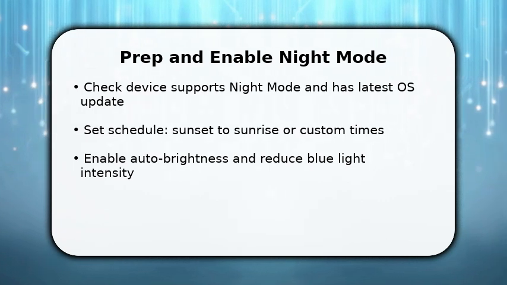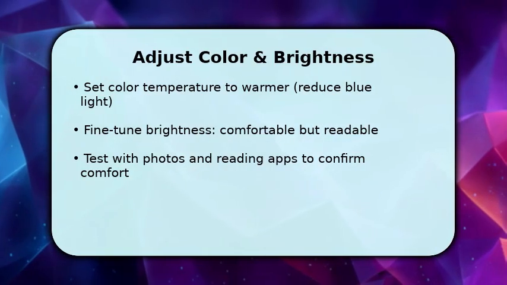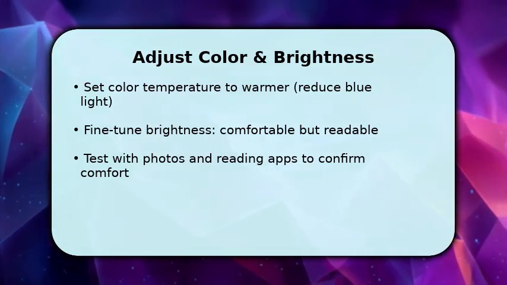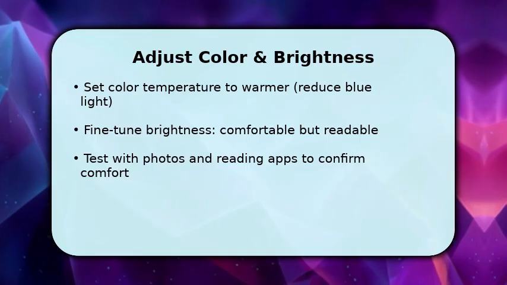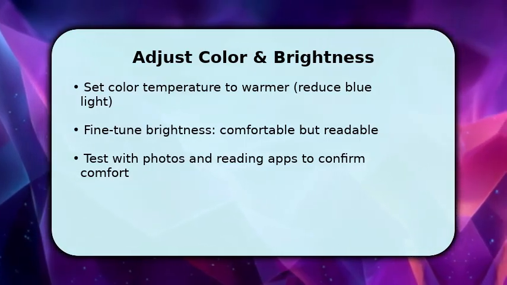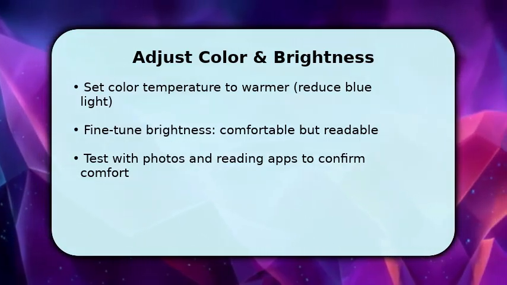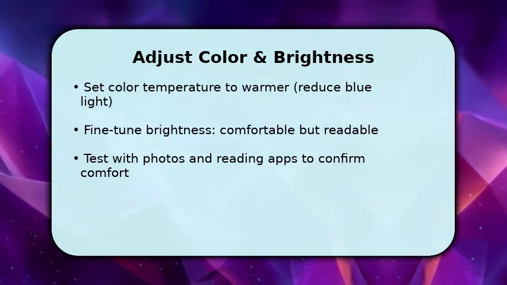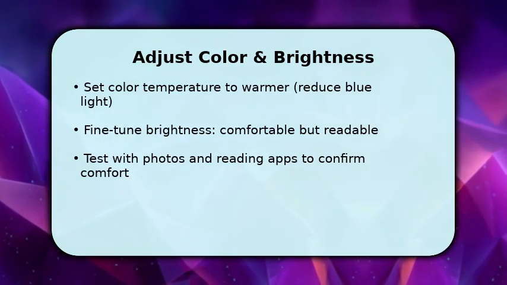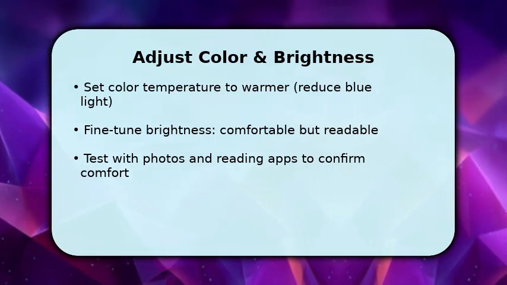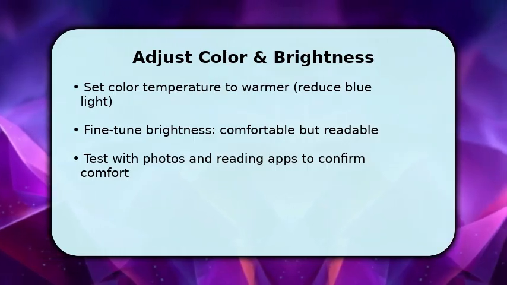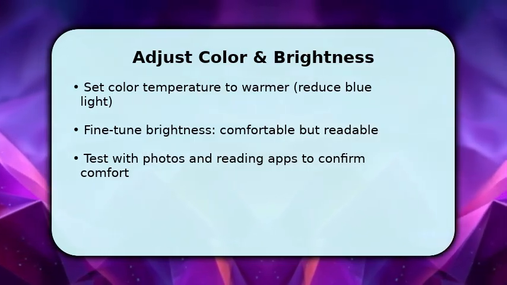Now you refine how night mode looks and feels. Change the color temperature toward warmer tones to cut blue light. Once adjusted, lower screen brightness until text remains readable without glare. Small reductions are powerful. Make sure to test with common apps, photos, reading apps, and maps so colors stay acceptable and contrast remains clear. If an app looks too dim, tweak individual app display settings. These steps keep comfort high while preserving finish by tailoring night mode.